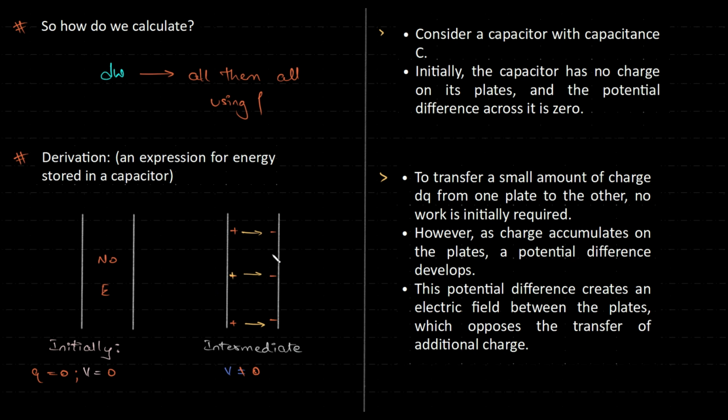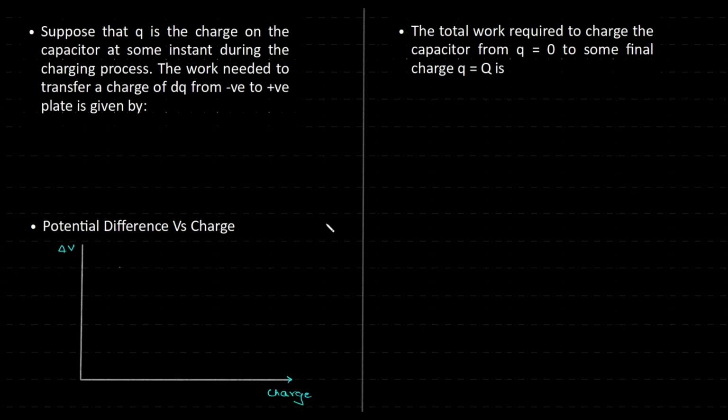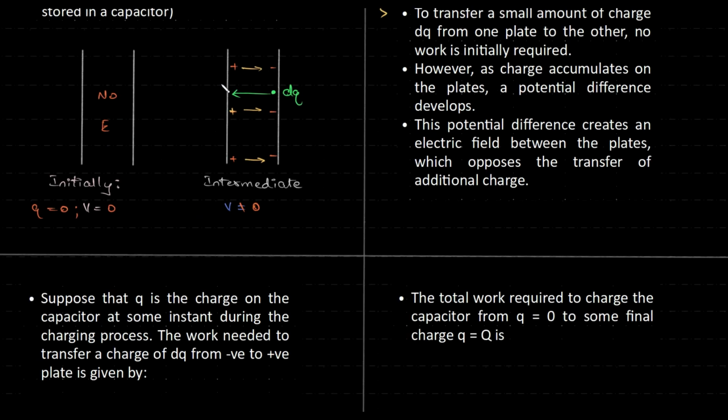right? So we can think of a charge dq being transferred from negative to positive plate, or you can think of a charge plus dq transferred from positive to negative. Again, it's just imaginary. Physically, we're not doing that. Suppose that q is the charge on the capacitor, right? At some moment of time, like an intermediate level. So this is the charge q, and here minus q.